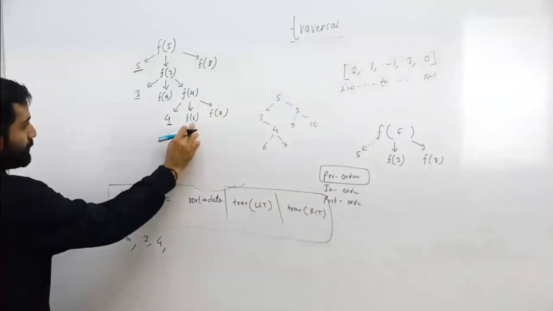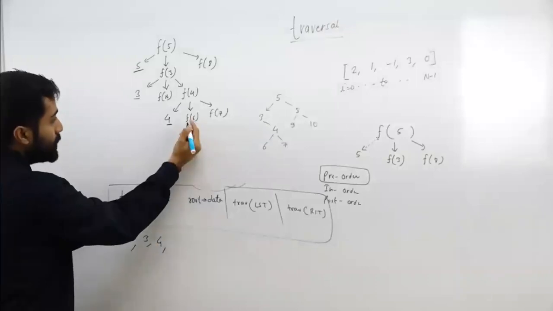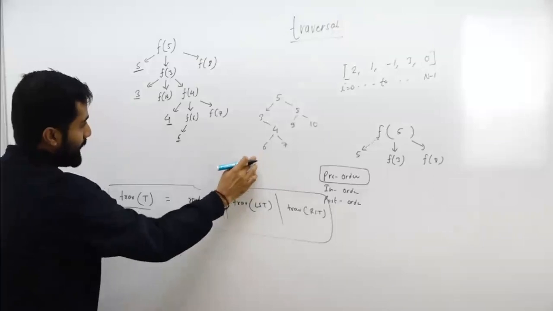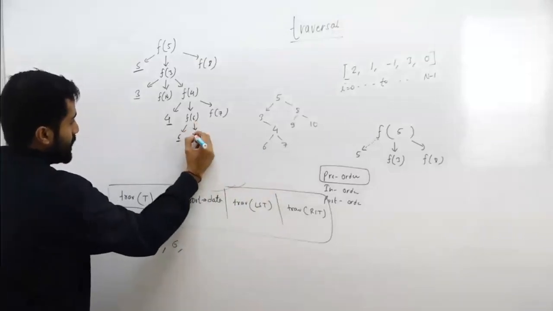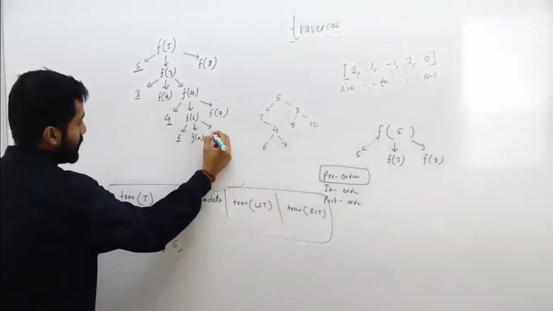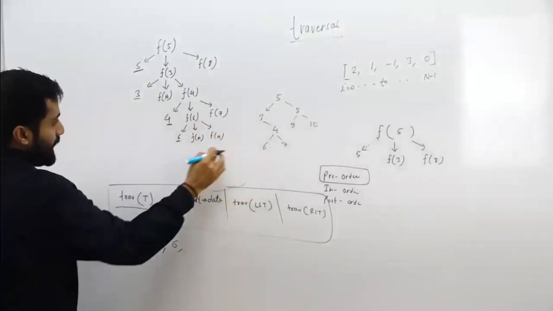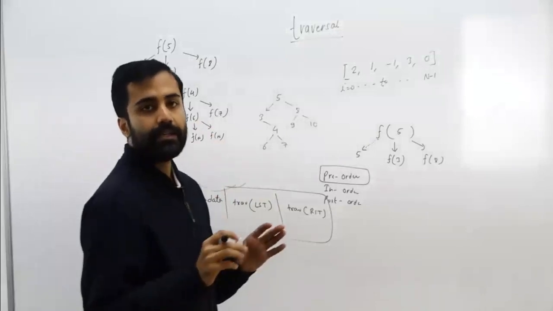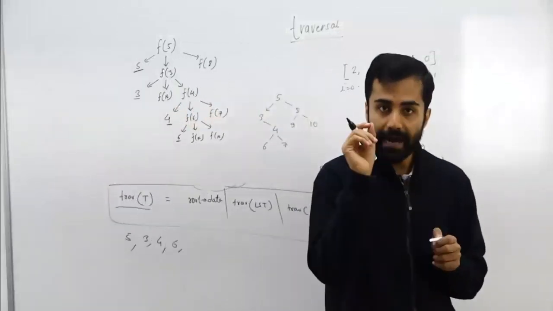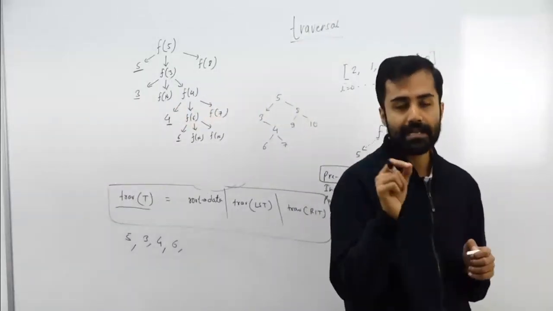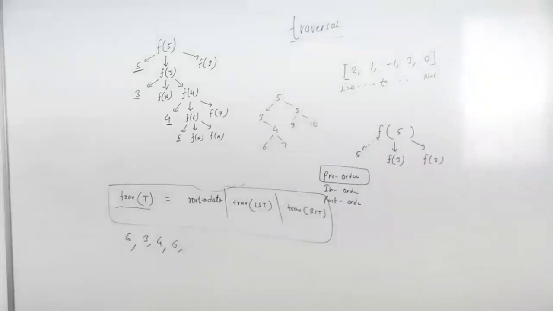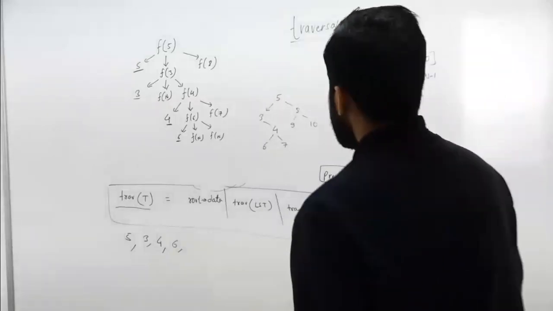And now again, at f of 6, what to do? The first thing to do is to print this 6, and then make a call to the left and right. So you make a call to f of null and make a call to f of null. And nothing is to be done over here. So do you realize that here my termination condition will be when the passed node is null? When the passed node is null, nothing is to be done. Is that making sense to all? Yes or no? Correct? Okay.